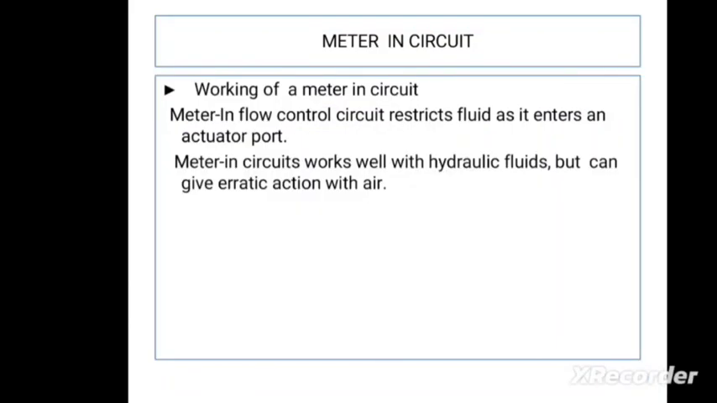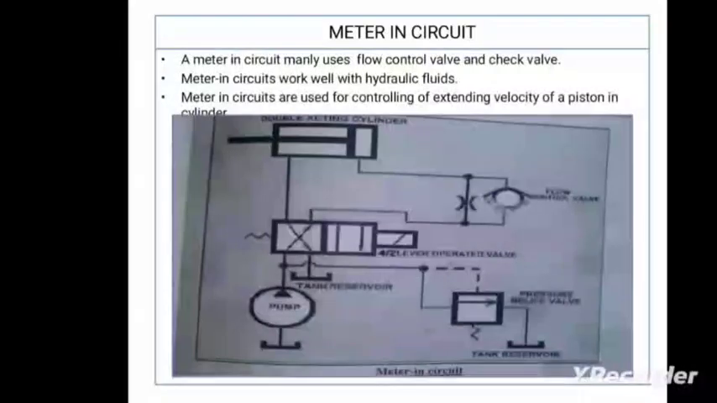In the metering in circuit, the oil is supplied to the cylinder through the flow control valve, whereas in the metering out circuit, the oil returns to the reservoir through the flow control valve. So there is a major difference between the metering in and metering out circuits. Let's see this schematic representation of the diagram.